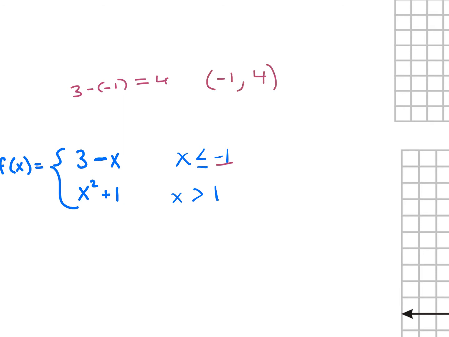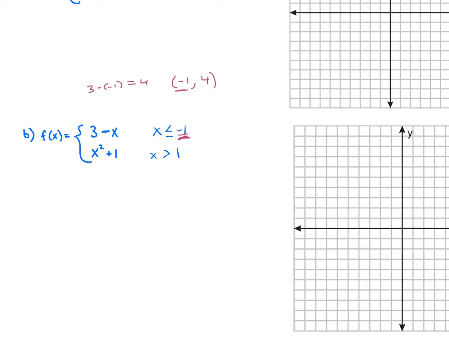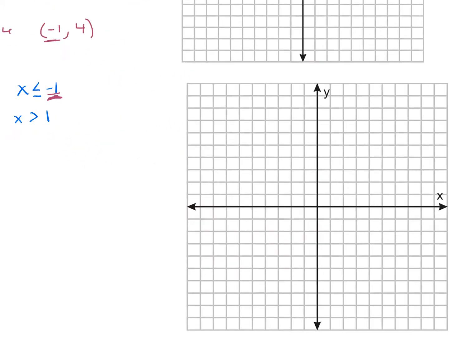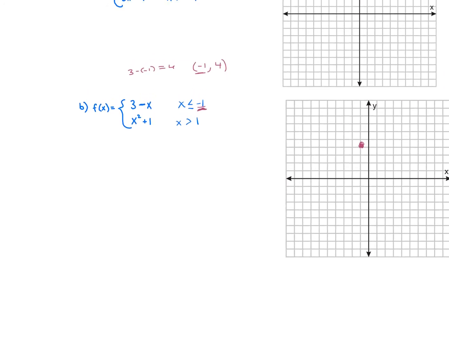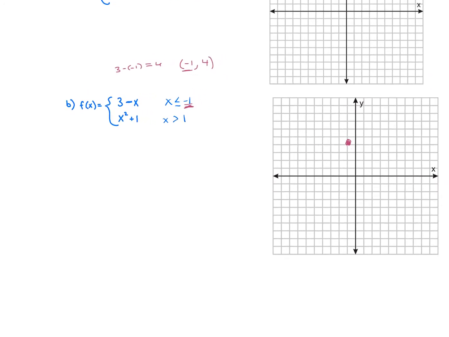Be careful with what you plug in and the math that you're doing. That was probably the most common mistake on the piecewise graphs: people made silly mistakes in the math, or they flipped the x and y values. So just be careful. You're plugging in an x value, so that's your x, and then the other one's your y. So we go to the left 1 and up to +4. Do I have an open or closed circle? Closed circle, because it is less than or equal to, so that makes it a closed circle.